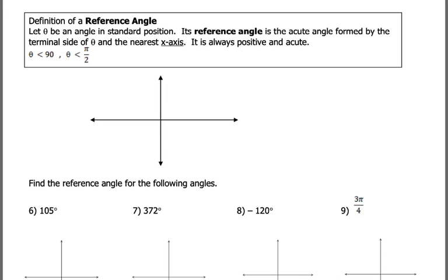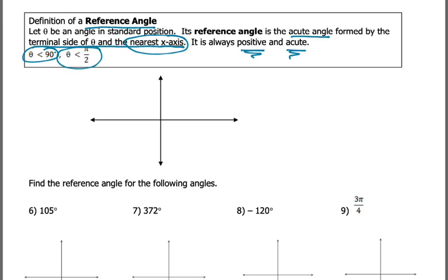Okay, now it's important for us to understand what a reference angle is. So a reference angle happens when we let theta be an angle in standard position. Its reference angle is the acute angle, must be acute, formed by the terminal side of theta and the nearest x-axis. It's always made with the x-axis. It is always positive and it's always acute. Okay, so that's what they're saying here. Theta has to be less than 90. If you're talking about degrees, there should be a degree symbol there. And theta needs to be less than pi over 2 if you're talking about radians. That's what makes it acute.